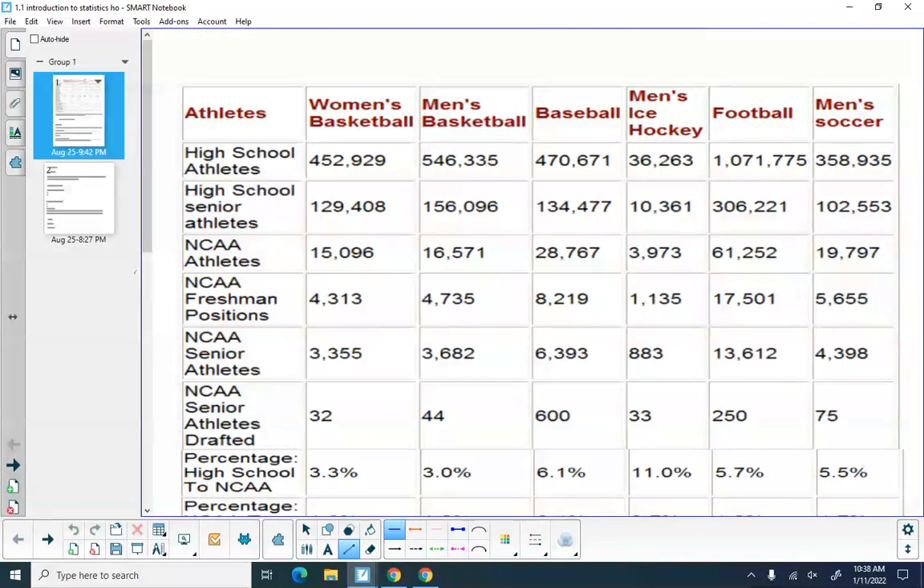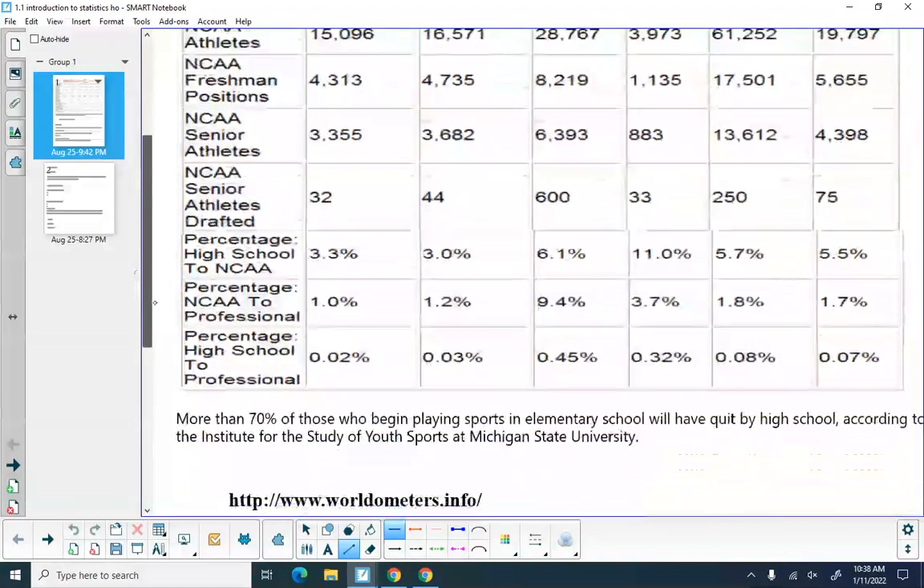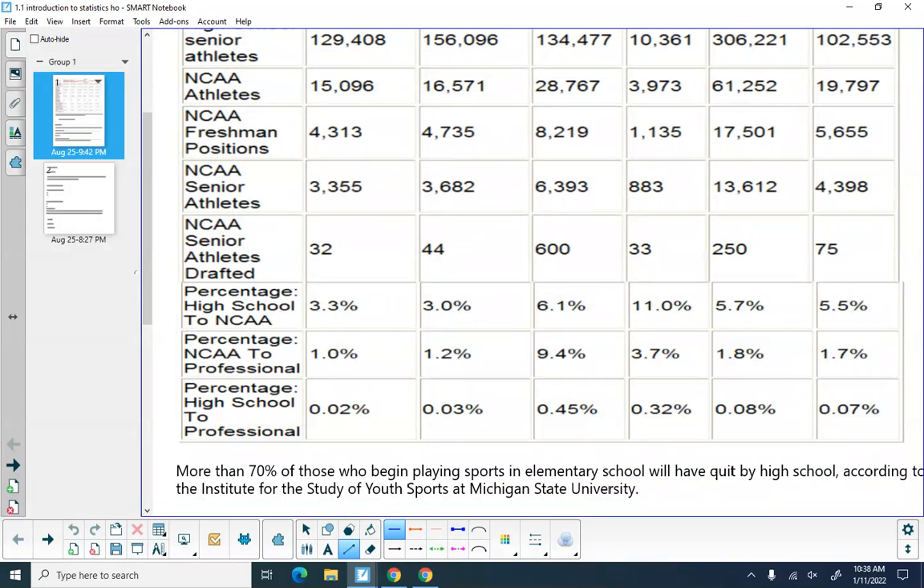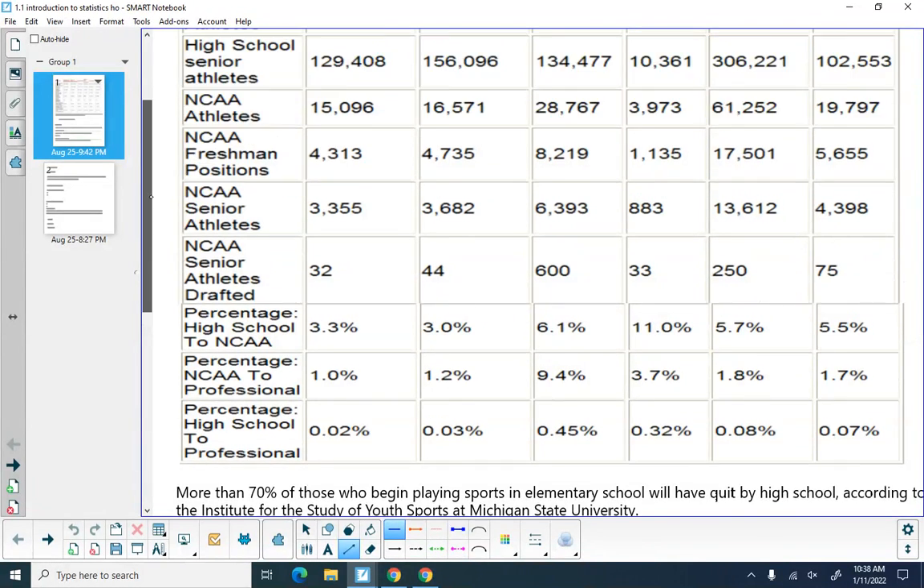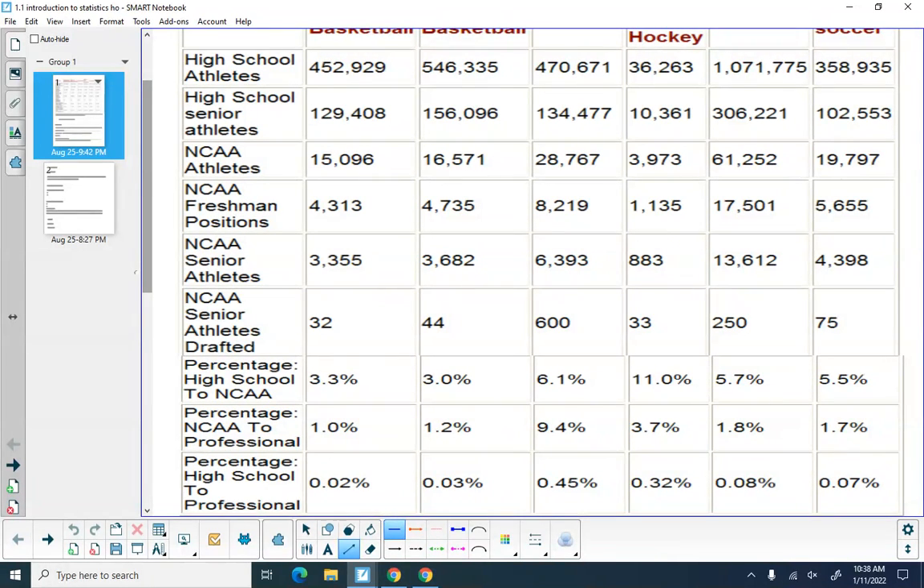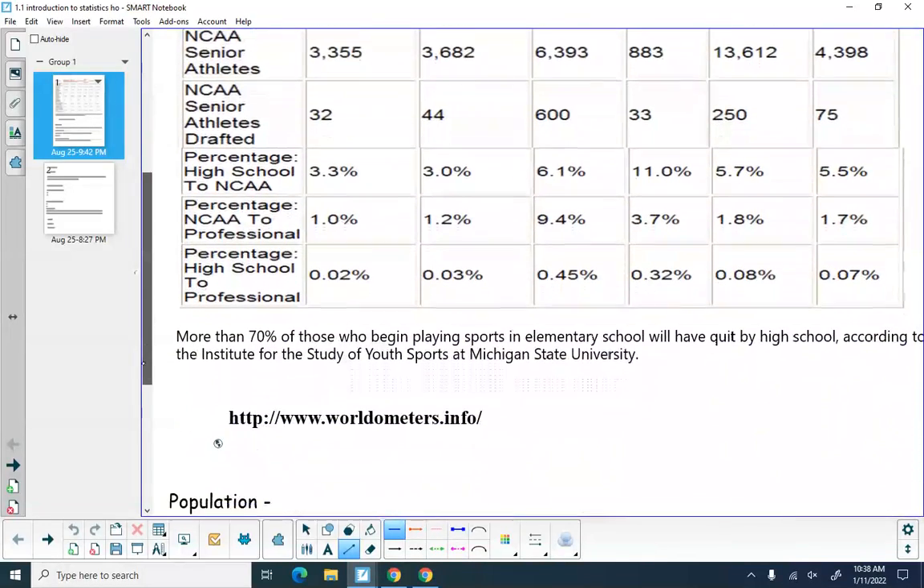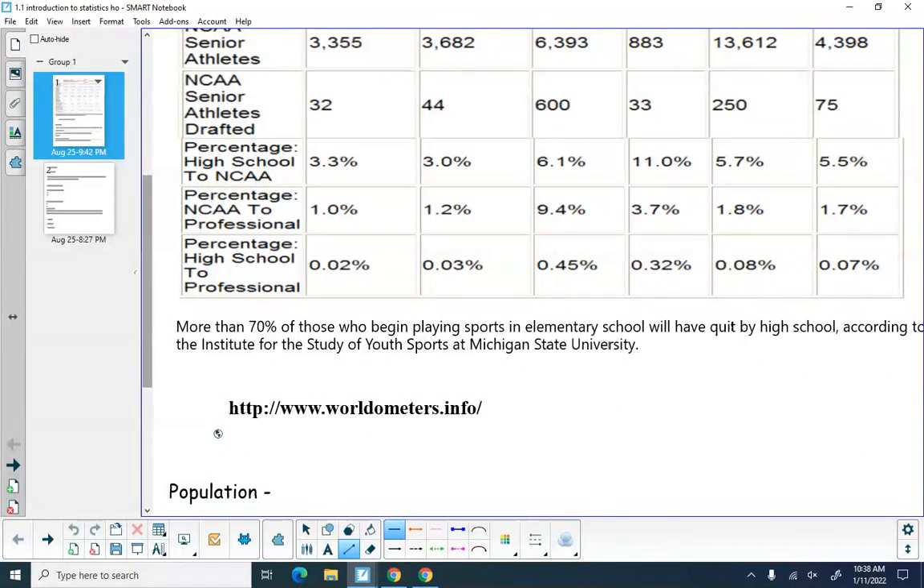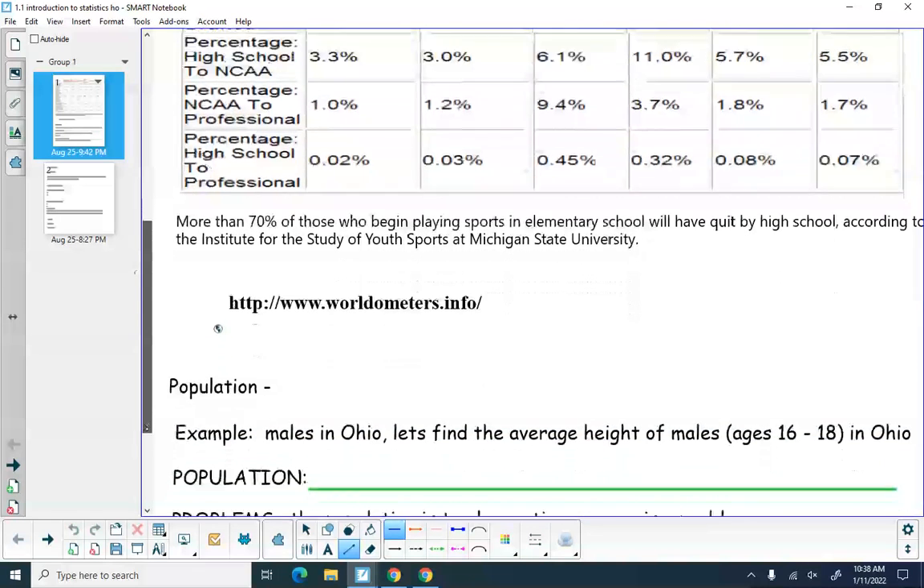And then if you look at the number of people that start out in men's basketball on the high school level, and the percent that go to a professional sport, you got 0.03%, which is 0.0003 of those values. So the number of people that start in high school athletics that go into professional athletics continues to reduce, and the percentage reduces. 70% of those who begin playing sports in elementary school will have quit by high school, according to the Institute for the Study of Youth Sports.